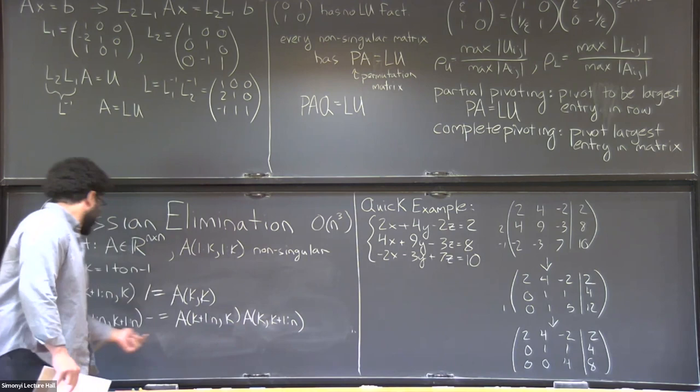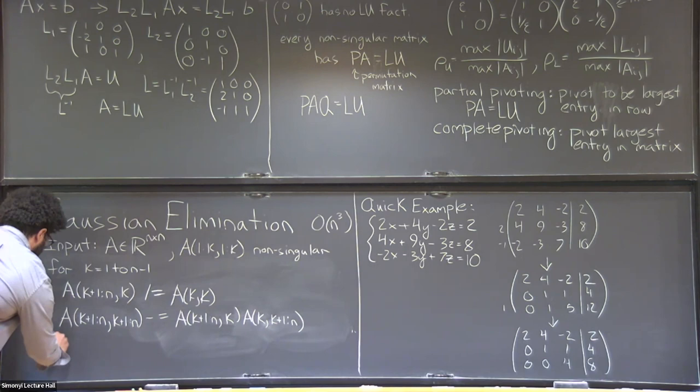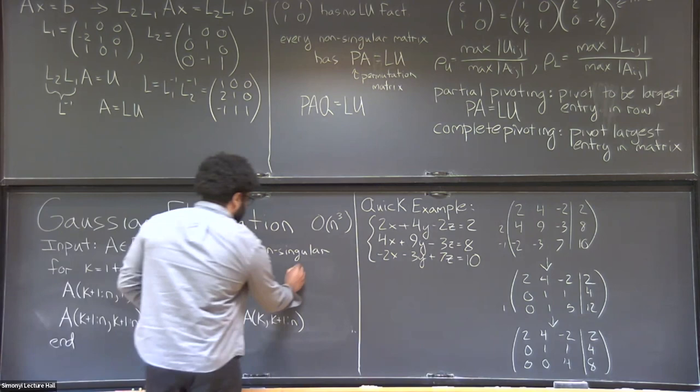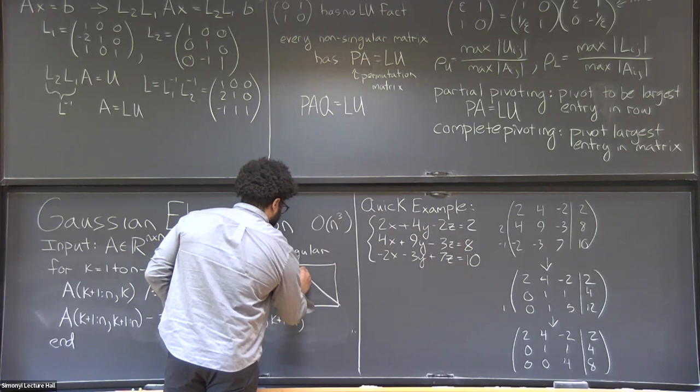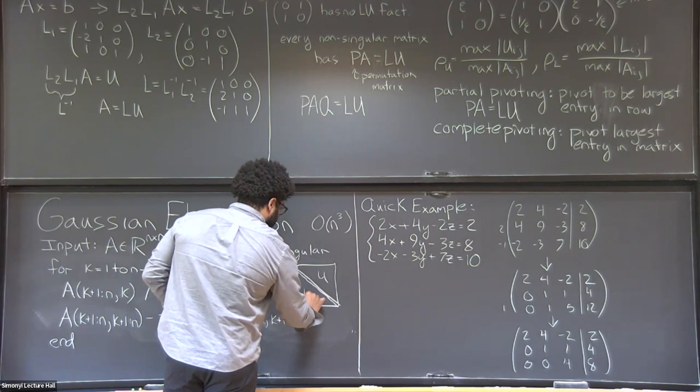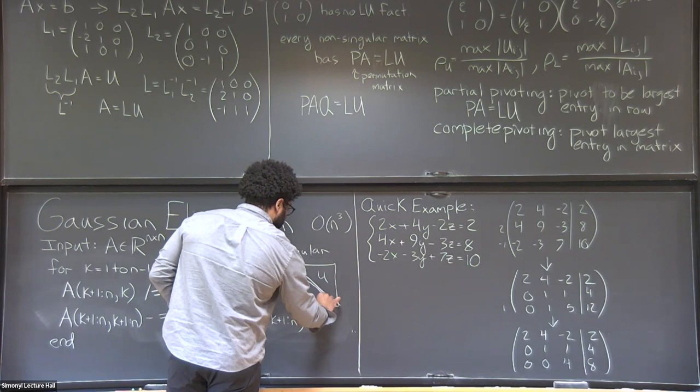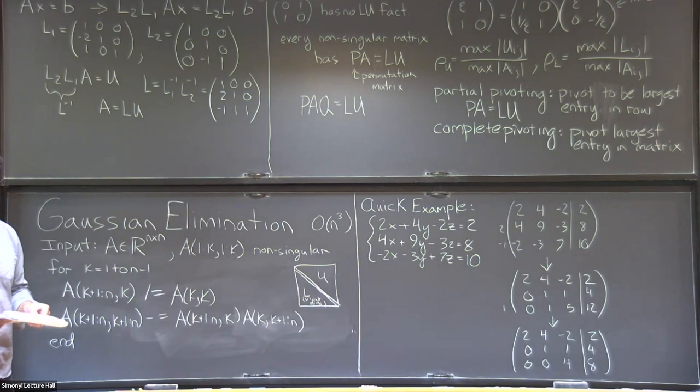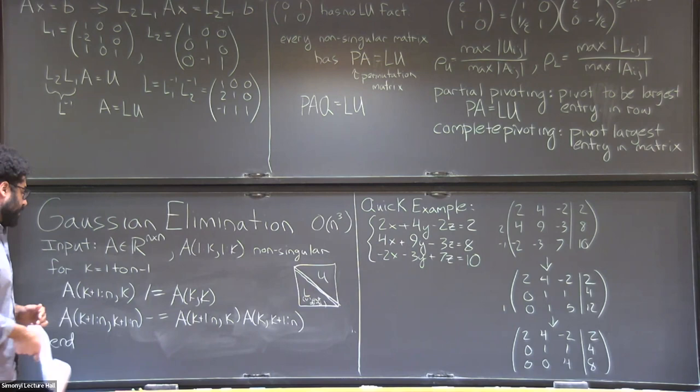And this is the whole algorithm. And the A that we get at the end is simply this part is U, and this part is L, but without the diagram. So the A we have at the end holds both our L and our U. So fairly straightforward to write.